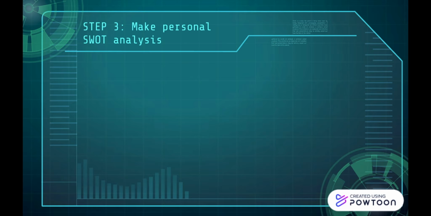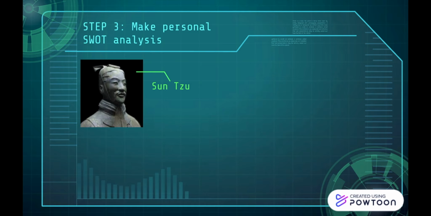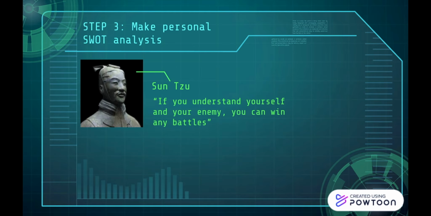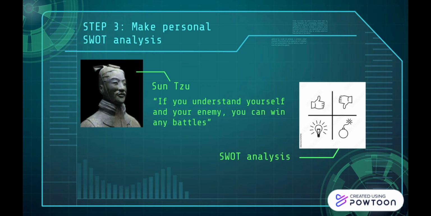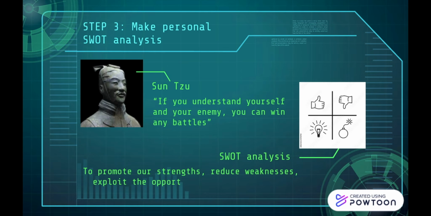Step 3. Make personal SWOT analysis. As Sun Tzu once said, if you understand yourself and your enemy, you can win any battles. We understand that to create an effective learning, personal or professional development plan, we need to know what we hold at advantage, what we have to offer, and what we are lacking at the moment that are holding us back from achieving that goal. Hence, the SWOT analysis to identify our personal strengths, weaknesses, opportunities, and threats. What we do is, we would want to promote our strengths, reduce weaknesses, exploit the opportunities, and minimize the threats.